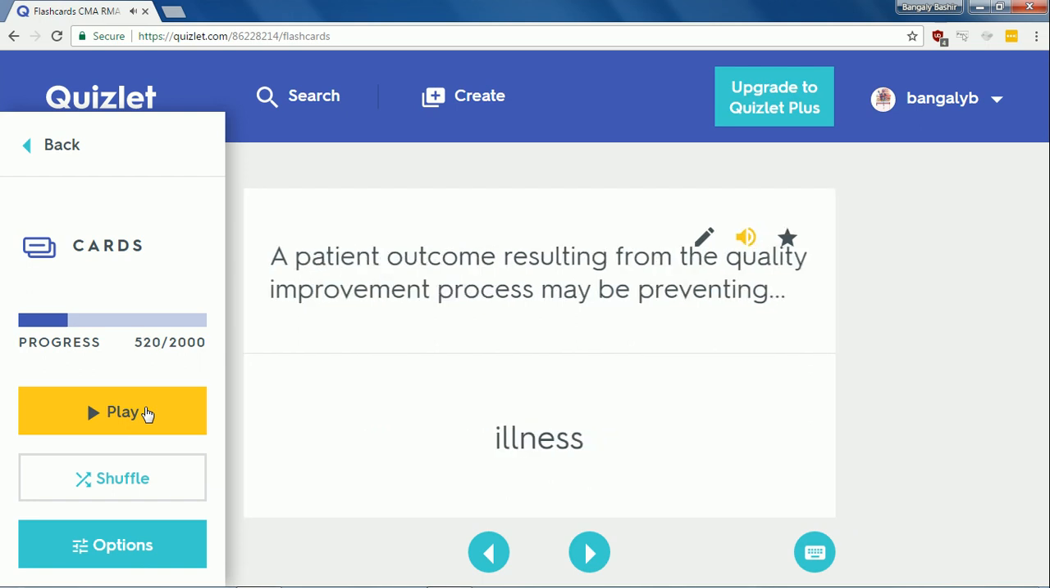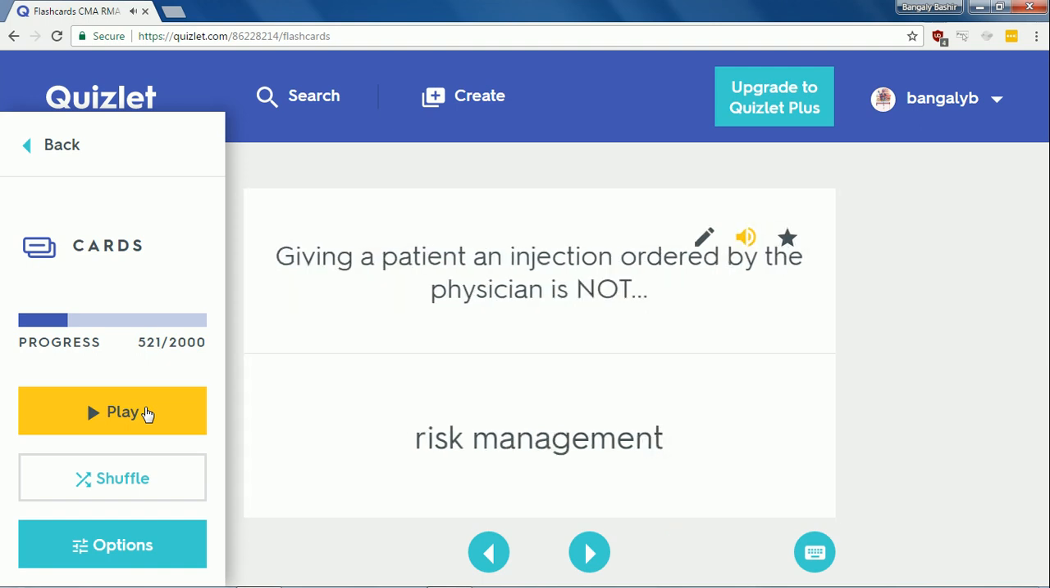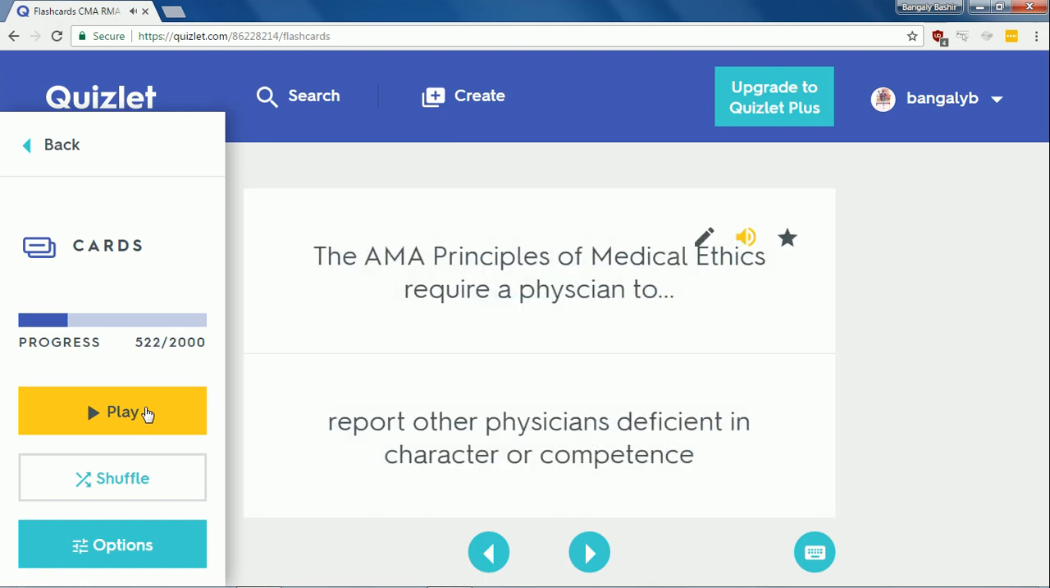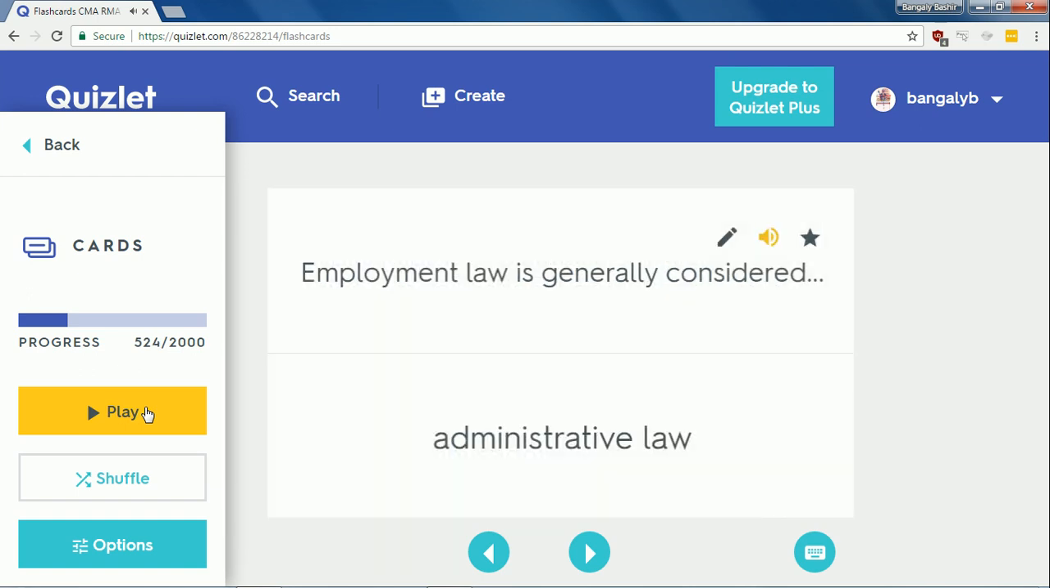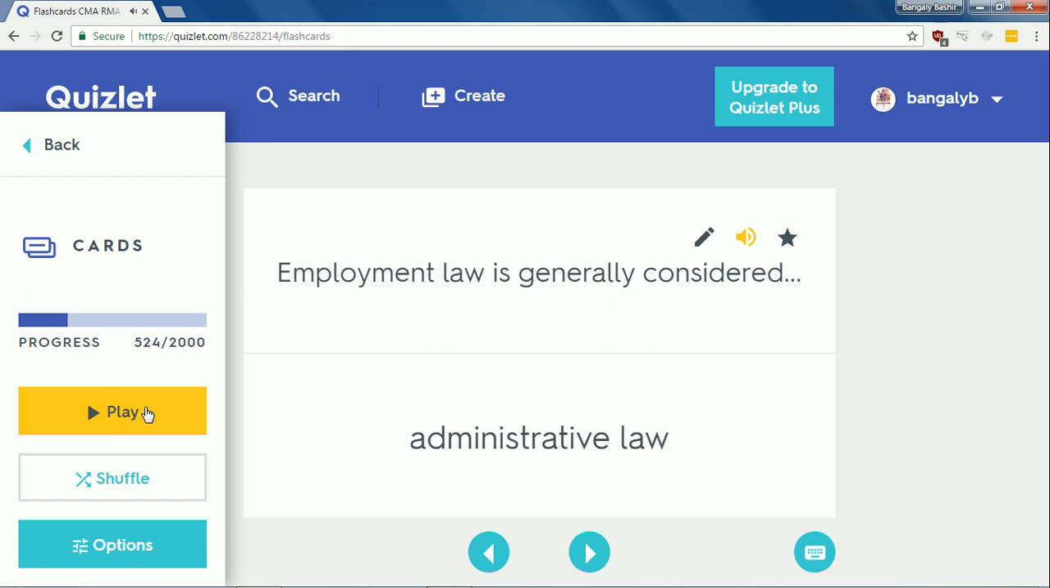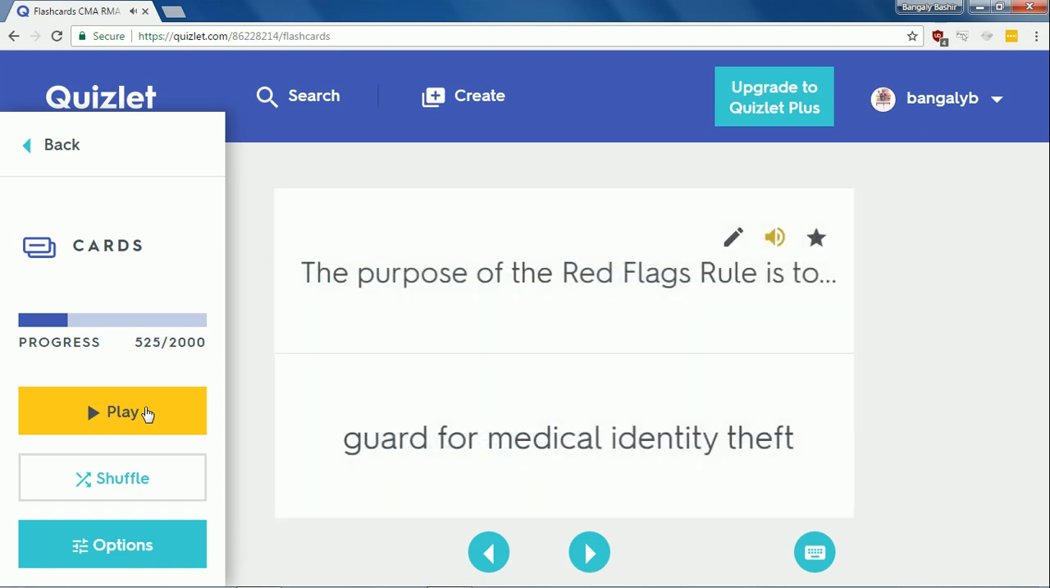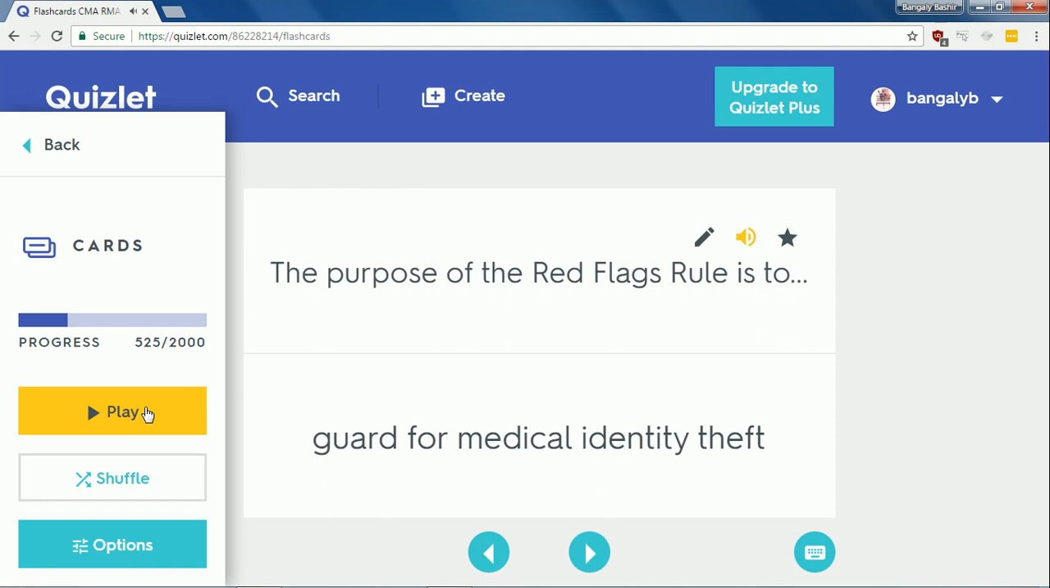A patient outcome resulting from the quality improvement process may be preventing illness. Giving a patient an injection ordered by the physician is not risk management. The AMA principles of medical ethics require a physician to report other physicians deficient in character or competence. What prohibits job discrimination for race, color, religion, sex, or national origin? EEOC. Employment law is generally considered administrative law. The purpose of the red flags rule is to guard against medical identity theft.